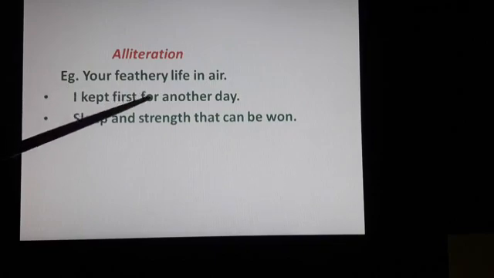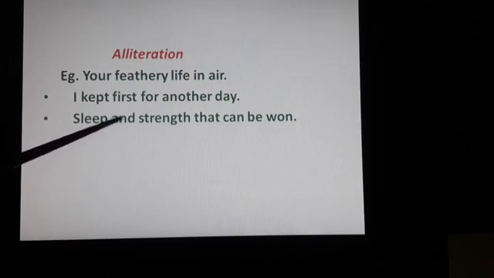I kept fast for another day in your first chapter of the poem. Kept fast for, the consonant sound F is repeated here and therefore it is an alliteration. Third one, sleep and strength that can be won. The consonant sound S is repeated in this sentence and therefore it's an alliteration. I hope you have understood it.